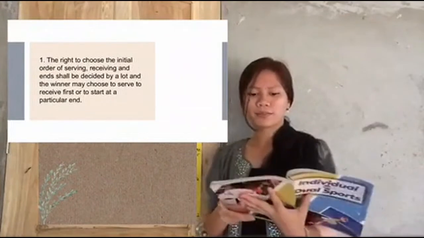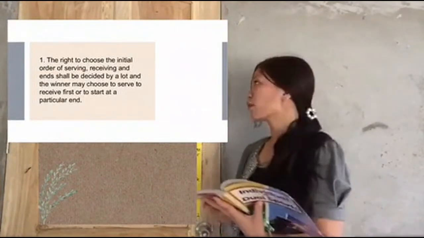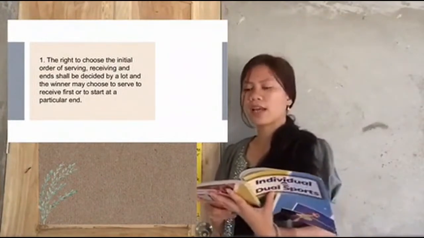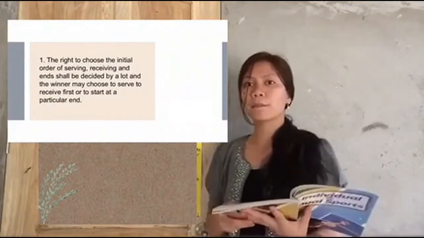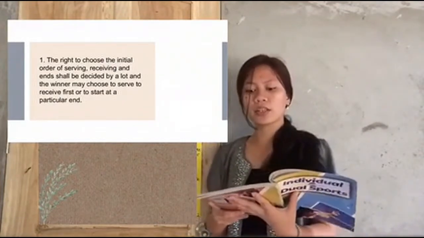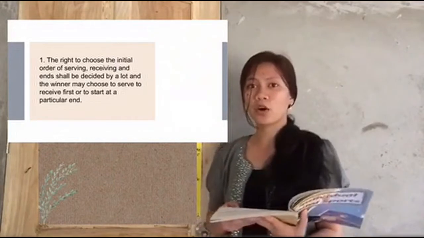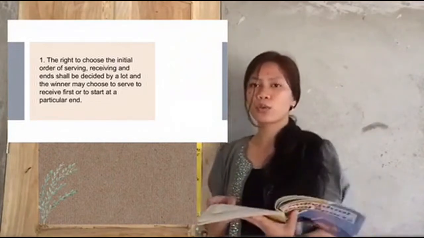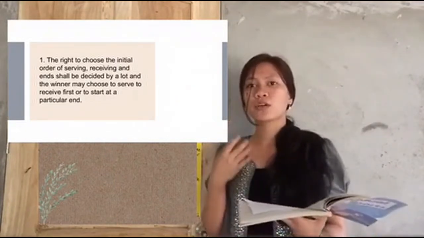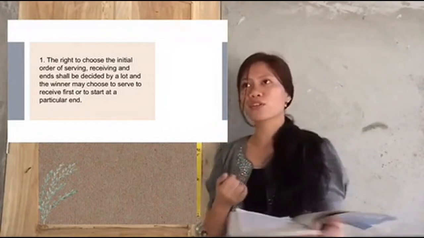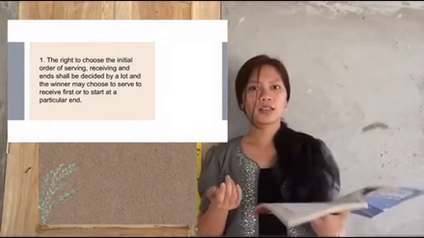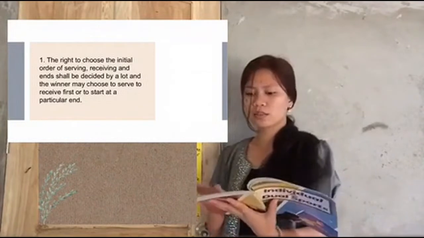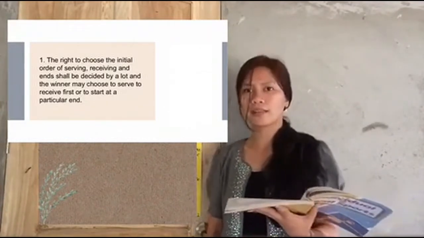So, number 1. In table tennis, the order of serving, receiving, and ends is up to the decision made by a lot, and the winner has the choice of whether to receive first, to serve, or to choose to start at a particular end.